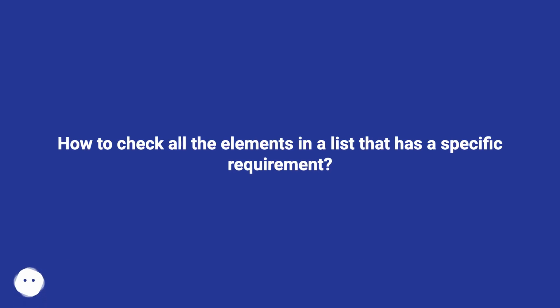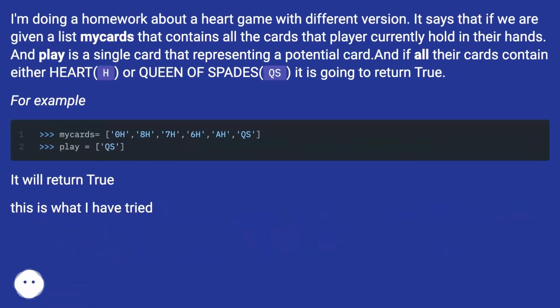How to check all the elements in a list that has a specific requirement? I'm doing a homework about a heart game with different versions.